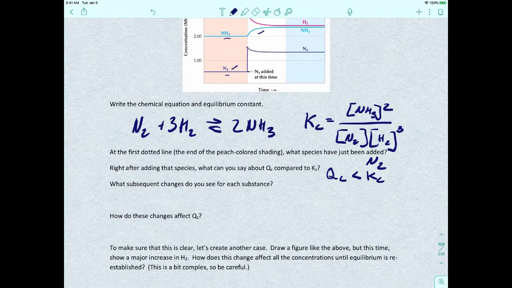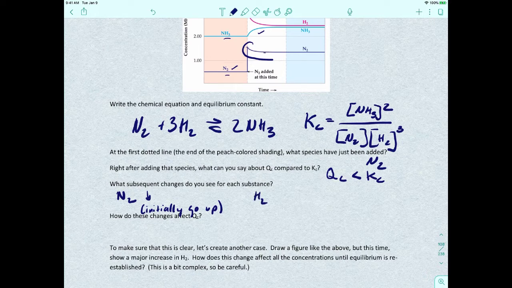So what subsequent changes do you see for each substance? We saw that the concentration of N2, even though initially went up, actually went down a little bit. Looking at this graph, it went up, but then it went down a little bit because you still had the H2 reacting. So we saw that the concentration of N2 did initially go up, but it definitely went down and leveled off.